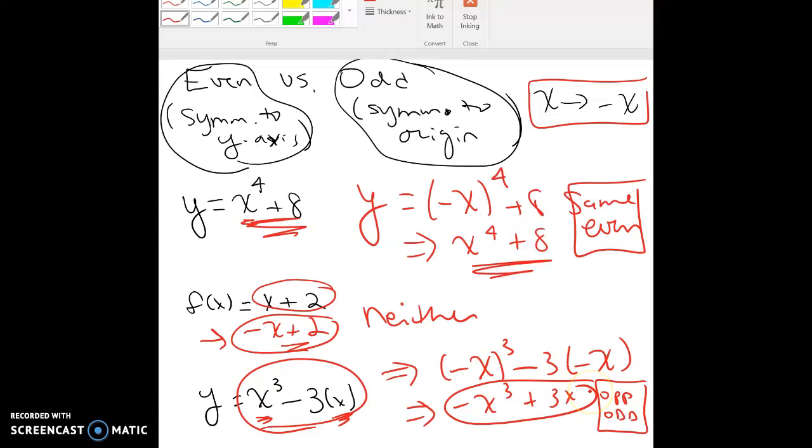So again, this one's easy to remember because it's opposite, odd, and symmetric around the origin. All those O's go together. This one, when it's the same, they're even. Obviously, you're either odd or even, or you're neither in this case. All right. So as far as even and odd functions, hopefully that helps you out.